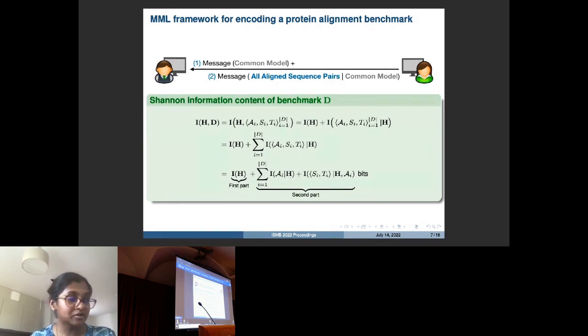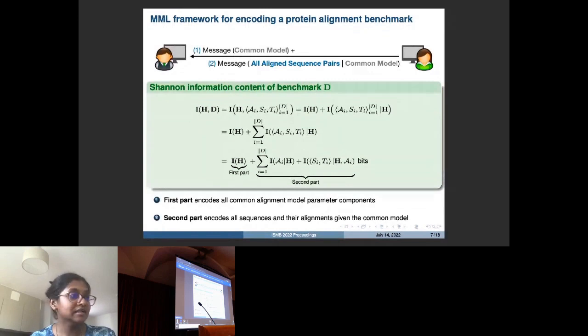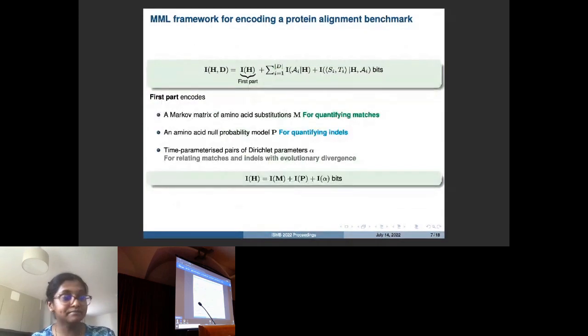So the first part encodes our common alignment model parameters. The first element is a Markov matrix of amino acid substitutions to quantify the matches. Then we encode a null probability model P for quantifying the insertions and deletions. And finally, we are also encoding evolutionary time parameterized pairs of Dirichlet parameter models for relating matches and indels with evolutionary divergence. I will go into each of these elements now.